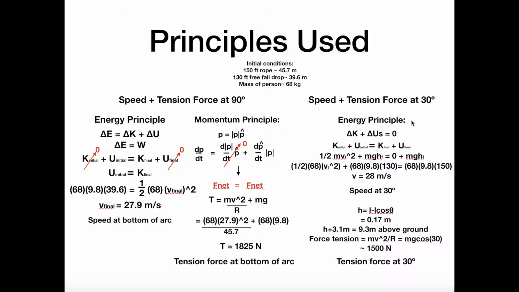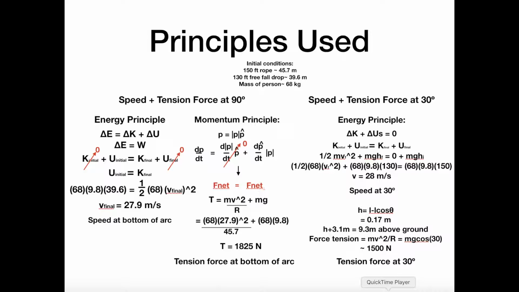To do this, I once again utilized the energy principle, where only the initial kinetic energy equals 0. I then plugged in the initial conditions and found the final velocity to be 28 meters per second. Then I was able to compute the height above the ground at this angle to be about 9.17 meters using these equations. And ultimately, using all of this, I found the force tension to be about 1,500 newtons.